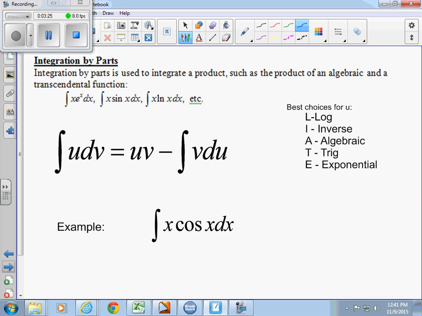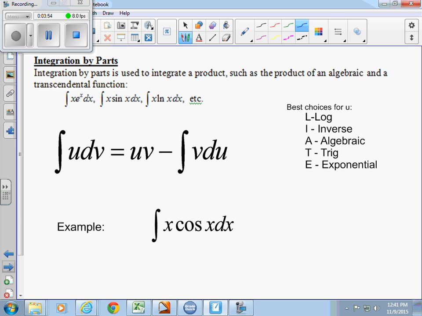But if you look at the examples I have up there, x e to the x. Would u-substitution work on that? X times e to the x. X times sine of x. X times natural log of x. You see how all of those are problematic. So we're going to use this formula to anti-differentiate. Now I'll show you how it works.